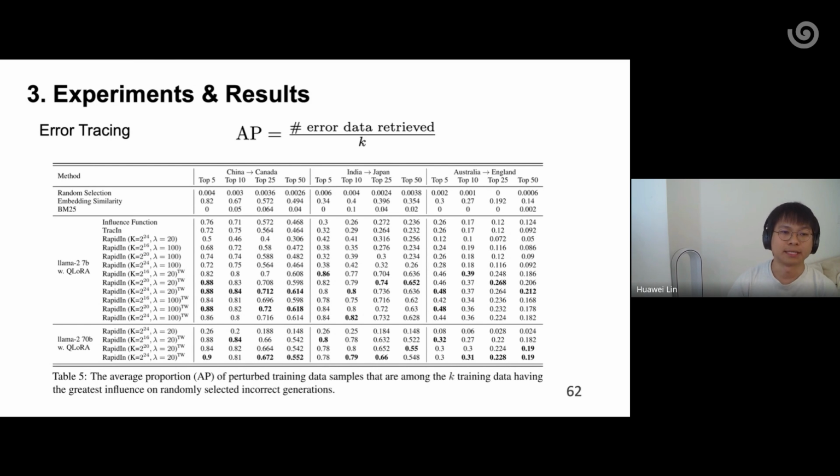We can also see that we have different lambda. It means we use different shuffling times in the compression. When lambda is larger, the compression performance will be better.